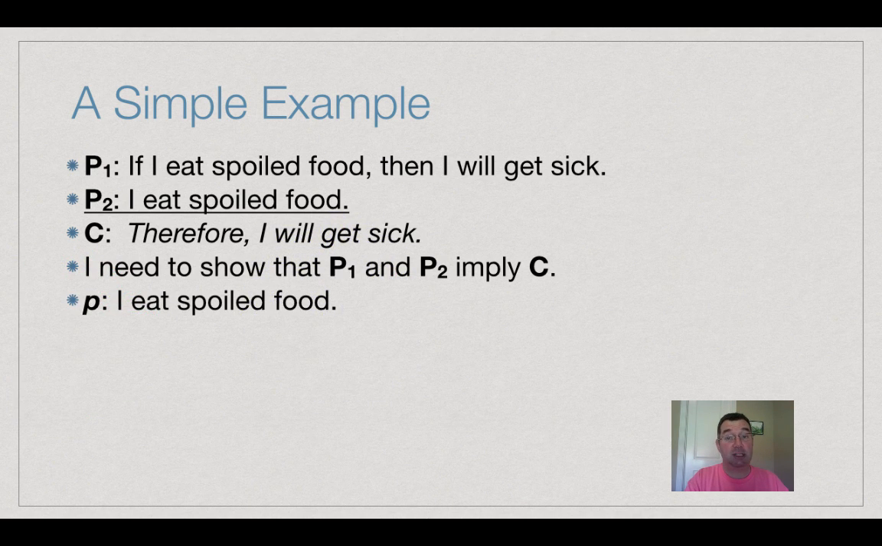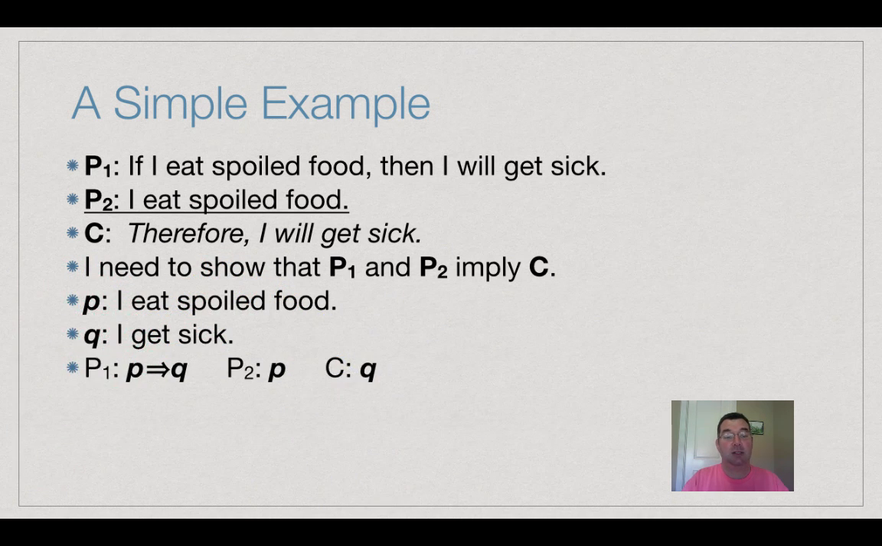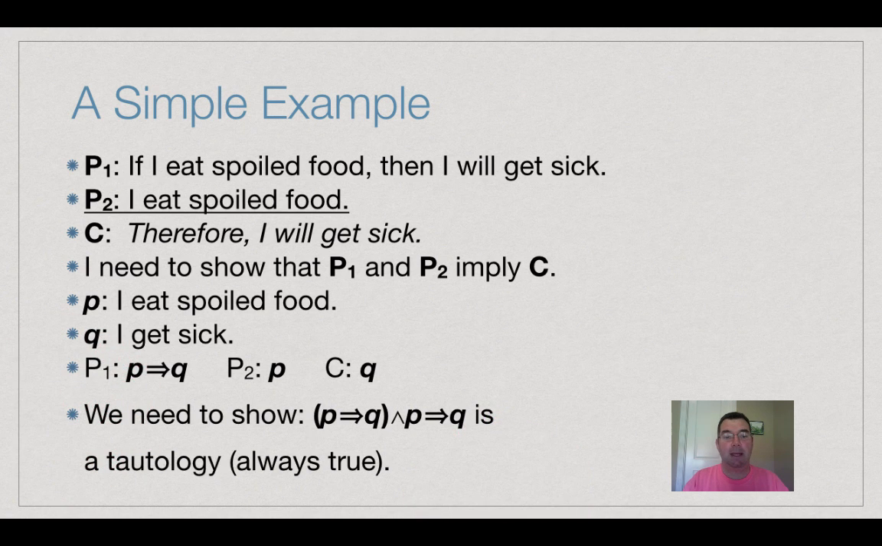So I'm going to let proposition P be I eat spoiled food. Proposition Q is going to be I get sick. And so this is what I'm trying to show. Here's premise 1 represented as P implies Q. I eat spoiled food, then I get sick. Premise 2 is just proposition P, I eat spoiled food, and the conclusion is just proposition Q, which is I will get sick. Okay? So I need to show that P implies Q and P both imply Q.